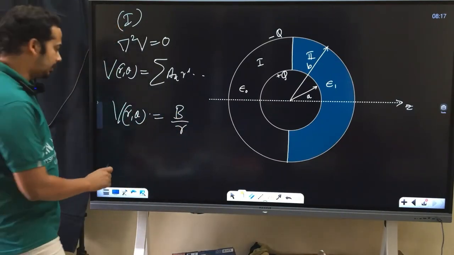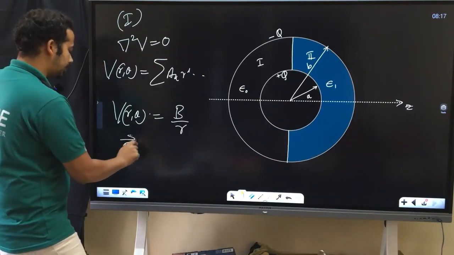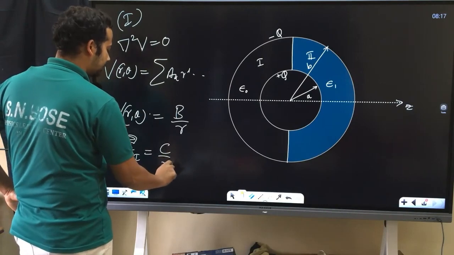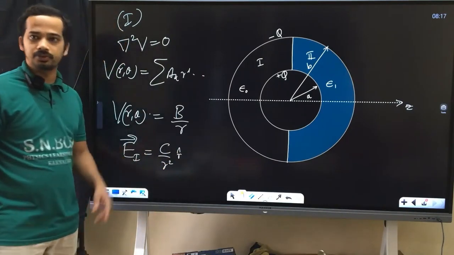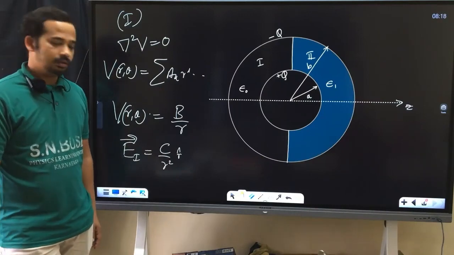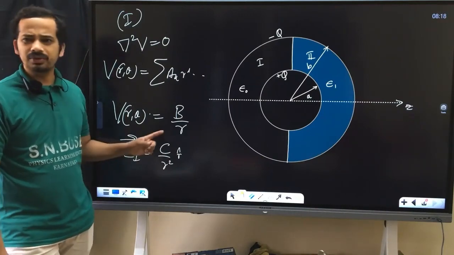And the corresponding electric field in region 1 will be some C by r square r cap. He proved this one. Even though, you can do this one, it's not a big deal.